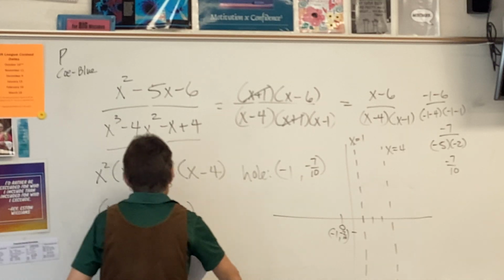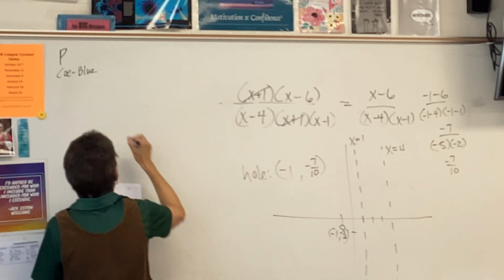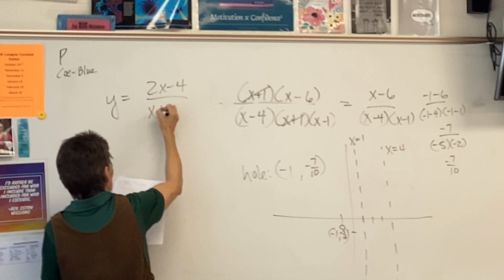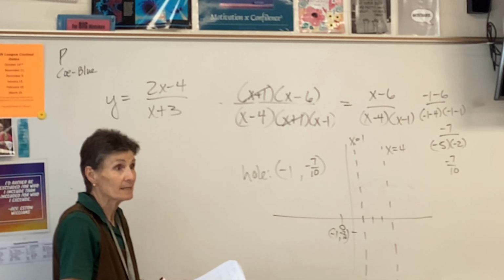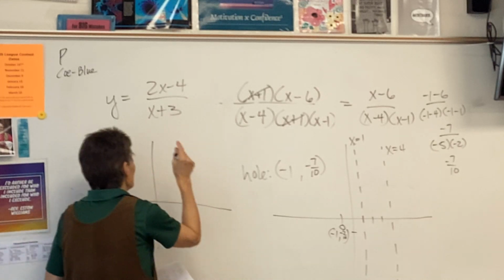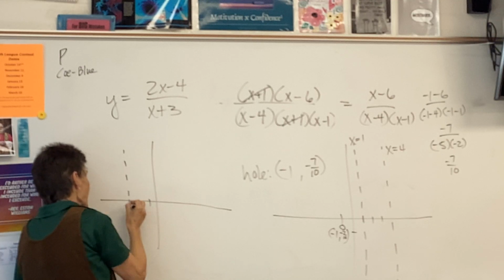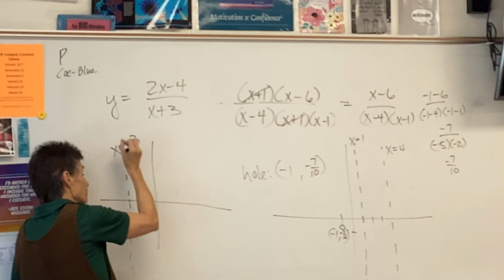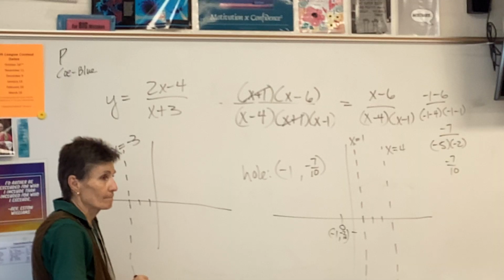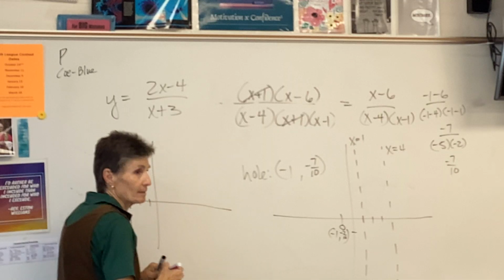What do those directions say? Find the horizontal and vertical asymptote. Now, vertical is easy. We've been doing that. Tell me where the vertical asymptote is there. X equals negative 3, that's exactly right. Perfect. Now the horizontal asymptote is a little bit trickier to find.